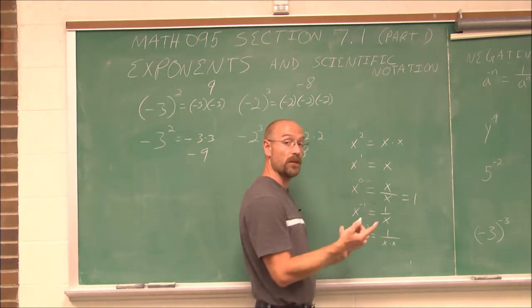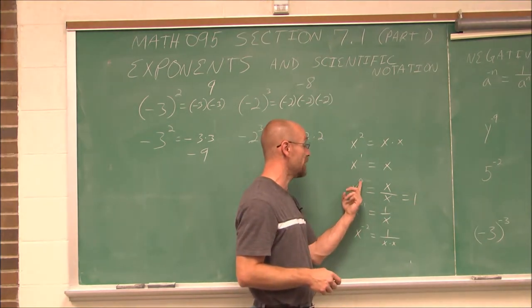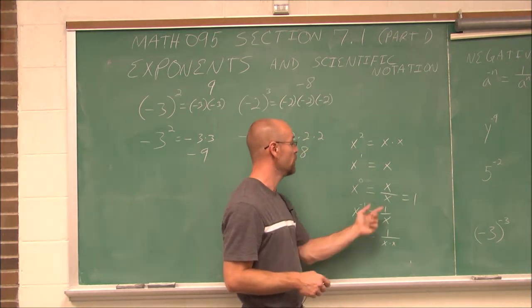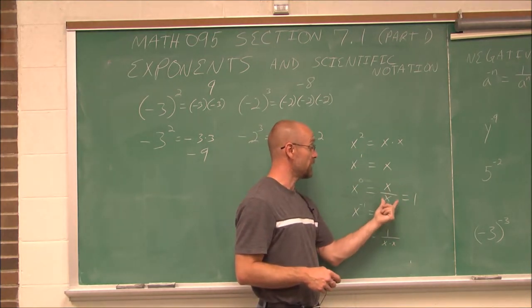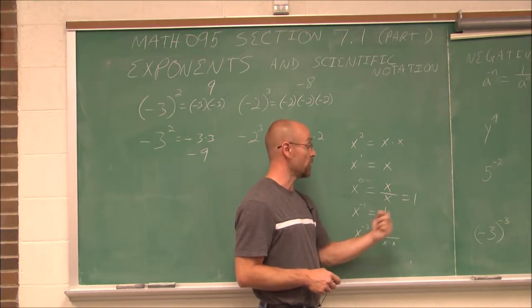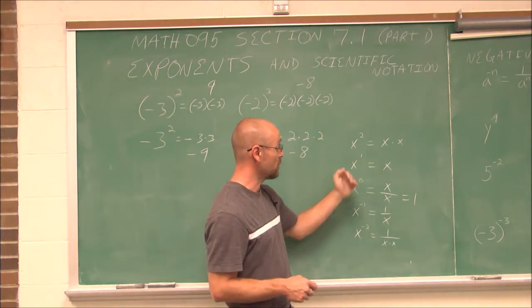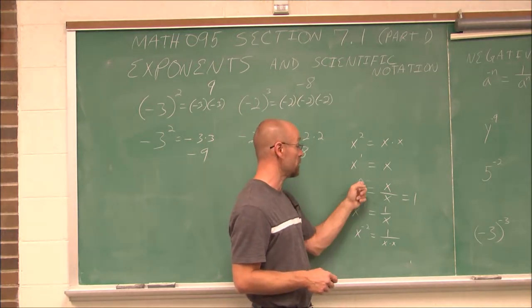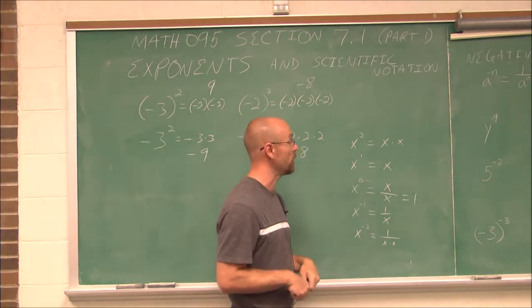And as we explore these rules of exponents, we'll find that anything to the 0 power is 1, as long as x isn't 0, because anything divided by itself is always 1. So we're not multiplying, we're not dividing, we're actually doing both simultaneously, because 0 is neither positive or negative.